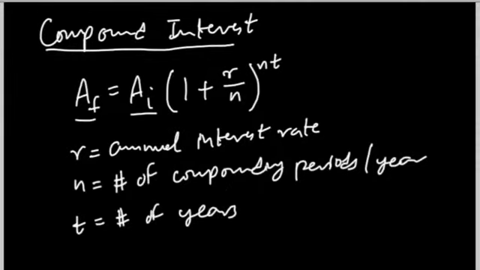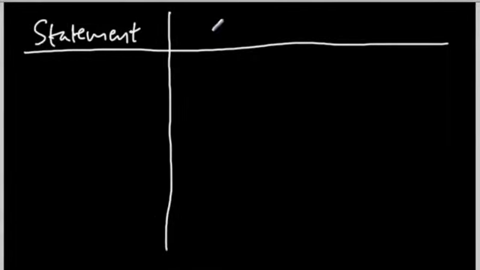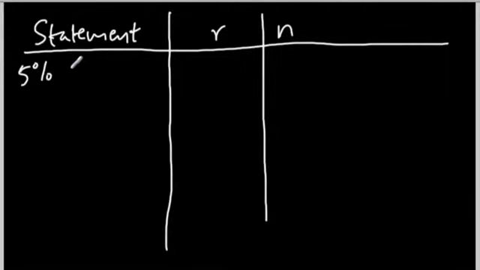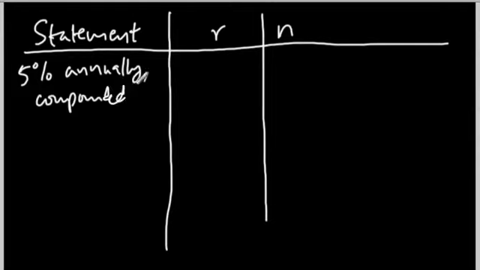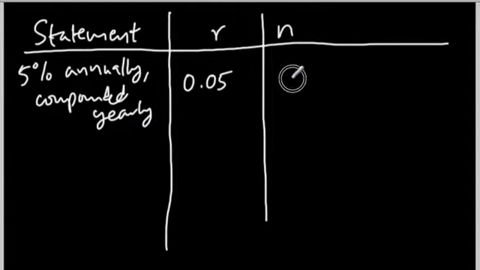So let's do that. What I'm going to do is just write a statement, and from this we will infer what R is and what N is. Say, for example, I say 5% annually compounded yearly. Since it's 5%, R would be 0.05, and since it's only compounded once a year, because it's compounded yearly, N would be 1.